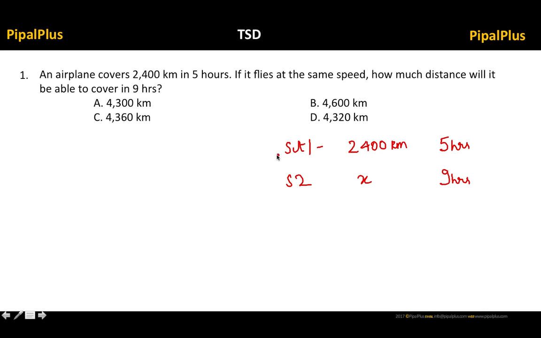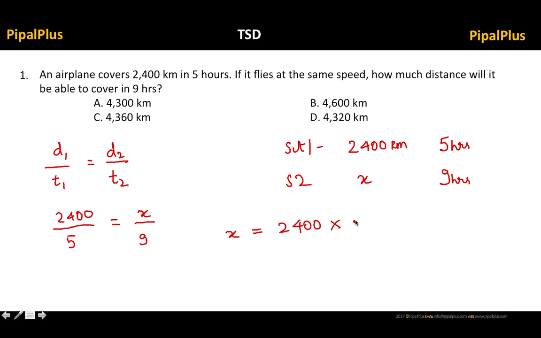So if the speed of situation 1 and the speed of situation 2 is the same, then we can say that d1 by t1, d1 being the distance in the first situation and t1 being the time taken in the first situation, should be equal to d2 upon t2, right? So in the first situation, 2,400 is the distance covered, time taken is 5 hours. This should be equal to the distance covered in the second situation, which we've assumed as x, divided by 9 hours. So straight away we are able to calculate x equals 2400 multiplied by 9 upon 5, right? Because I've taken this 9 here.